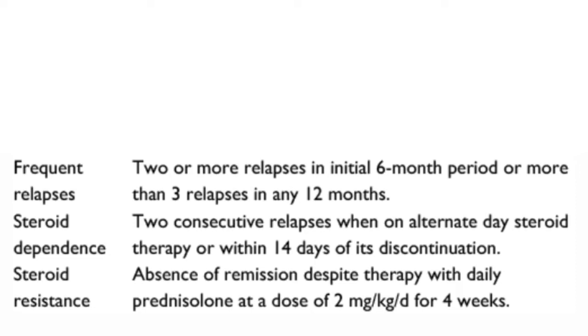Infrequent relapser is a single relapse within the first 6 months of treatment, or 1 to 3 relapses within any 12-month period. Frequent relapser is 2 or more relapses within the first 6 months of treatment, or 4 or more relapses in any 12-month period. Steroid resistant is no response after 4 weeks of therapy, and steroid dependent is 2 relapses while on steroid therapy, or within 14 days of tapering of steroid therapy.